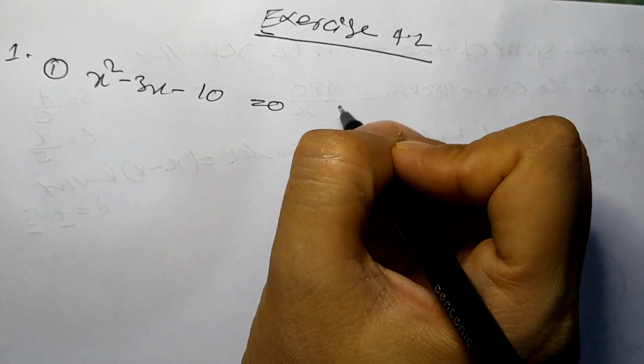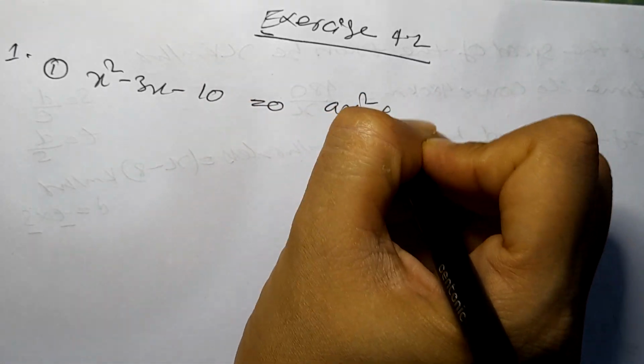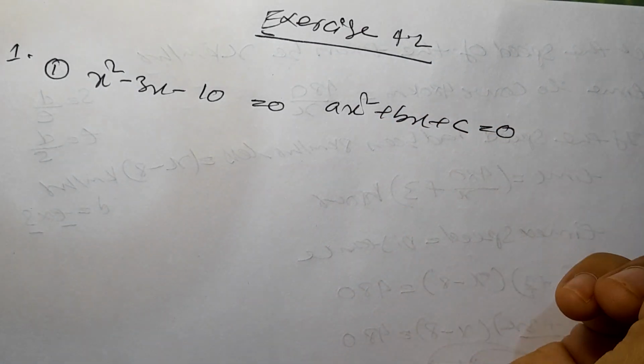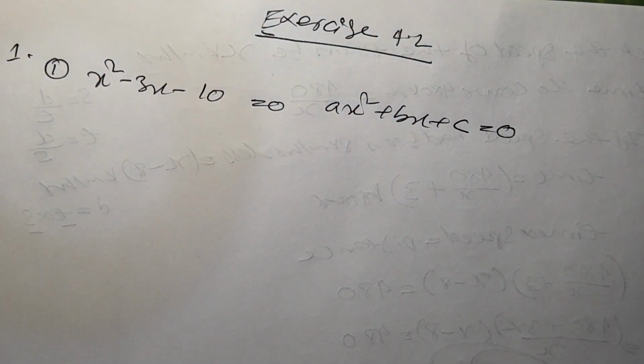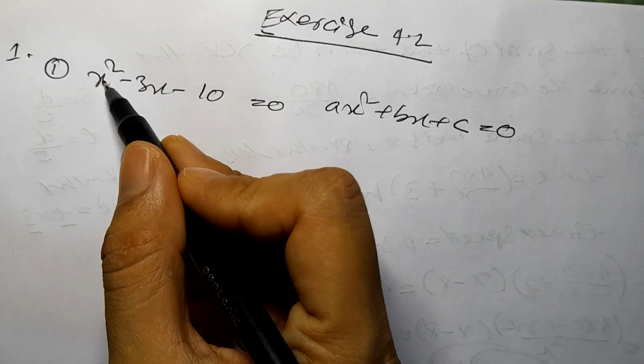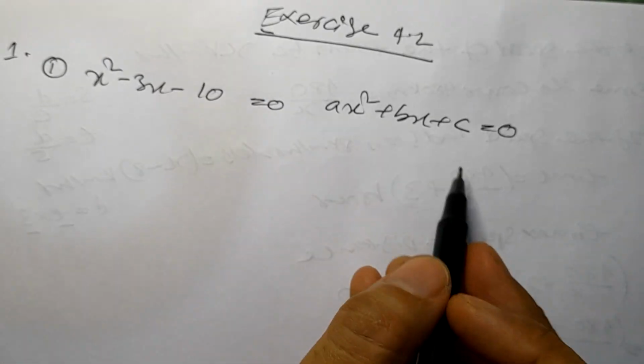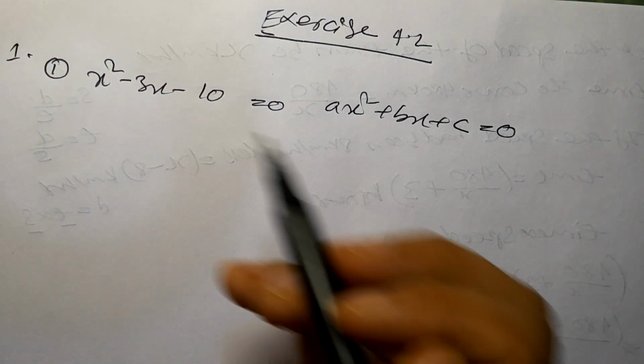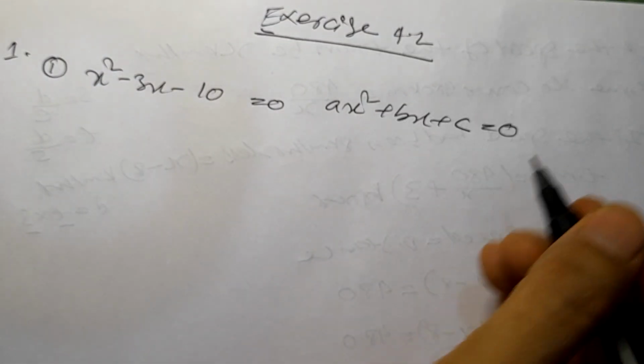Compare with the general quadratic equation, ax square plus bx plus c equal to 0. How are we going to take the values of a and c? What is a? The coefficient of x square. So the coefficient of x square is 1, and the constant is 10, only the number, not the sign. So 1 into 10 is 10.